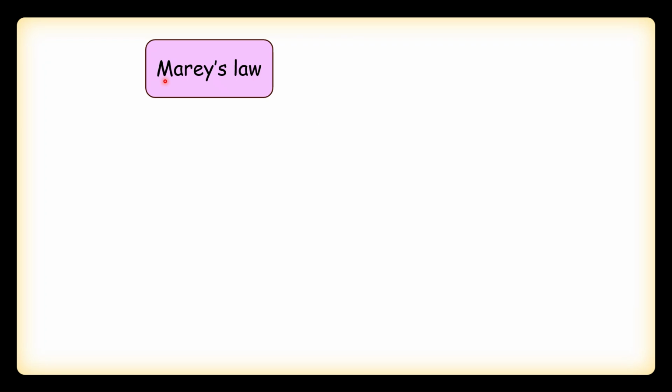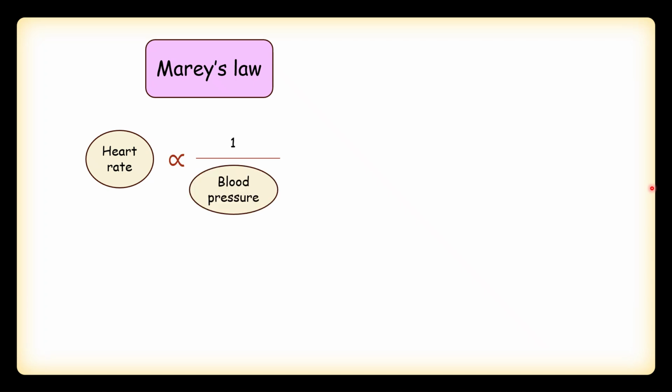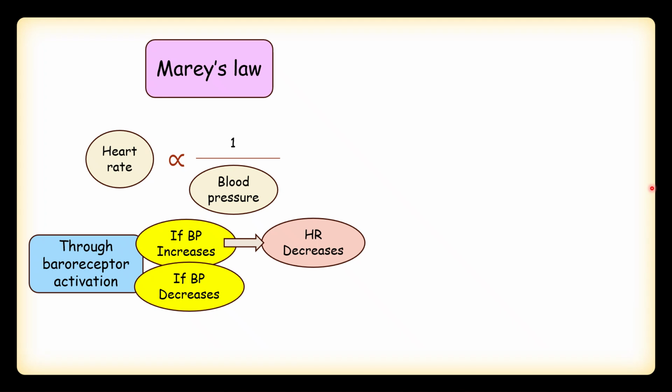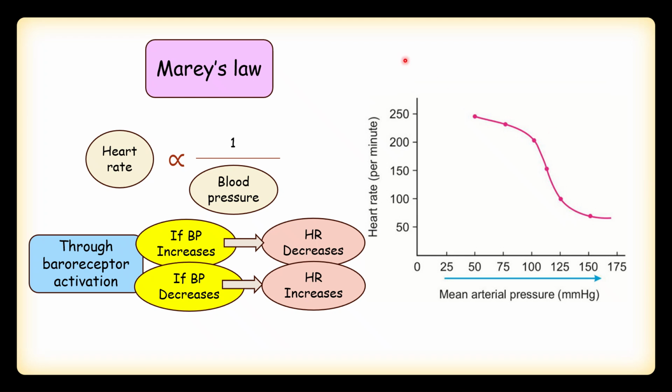So keep in mind the baroreceptor reflex, as we will go to Marey's law. Marey's law states that heart rate is inversely proportional to blood pressure. So whenever there is an increase in blood pressure, the heart rate decreases through baroreceptor activation, and whenever BP decreases, there is an increase in heart rate. So this is called Marey's law. It is better illustrated by this graph, where there is an inverse relationship between the heart rate and mean arterial pressure, as explained by Marey's law.